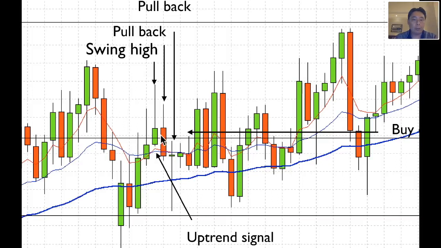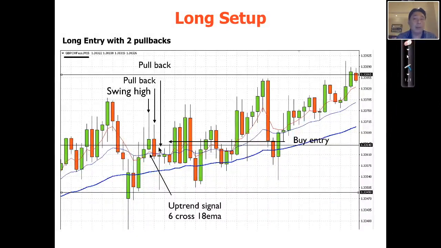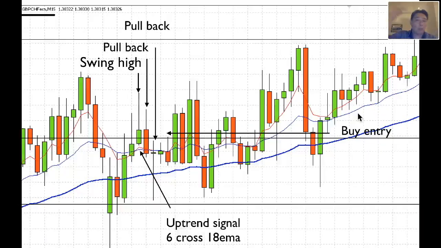After this, we have another pullback, right? Another pullback appears, makes a lower high and a lower low. There we go. And lo and behold, it's a pin bar. So now that we've got a pin bar, we can take the trade. If it doesn't appear, we don't take the trade. This pin bar will be what we call the trigger candle. Again, the trigger candle is the last candle we see before we place our order. So we place our buy stop order just above the high of that candle, and we place the stop loss below the low of that candle.